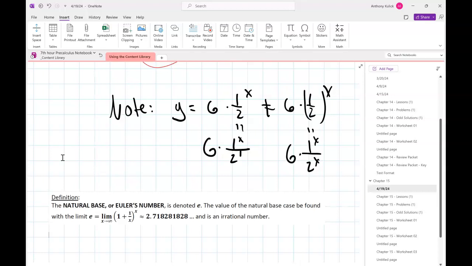This special number is 2.7182818, yada, yada, yada, on forever. Instead of writing that number, we're just going to write the letter e. Okay? We're going to write the letter e.